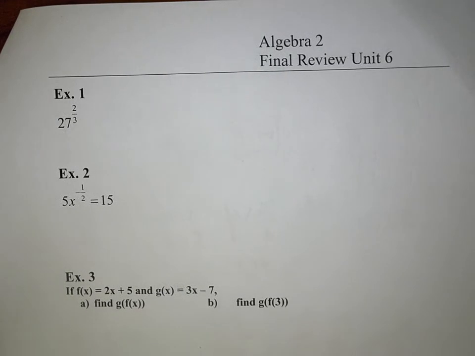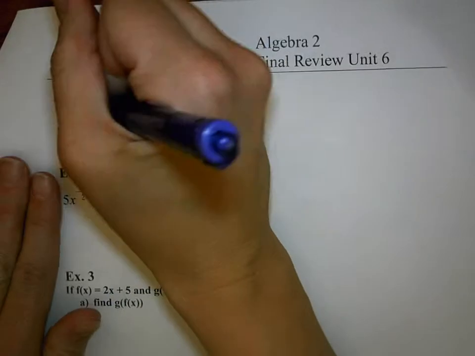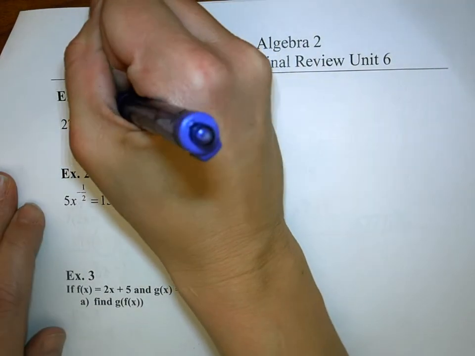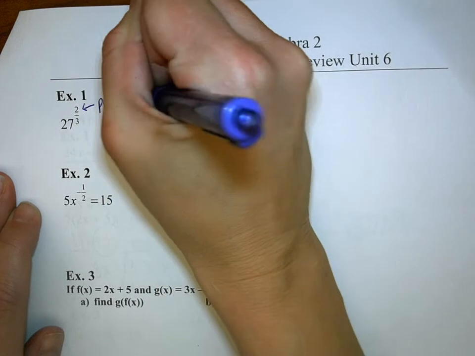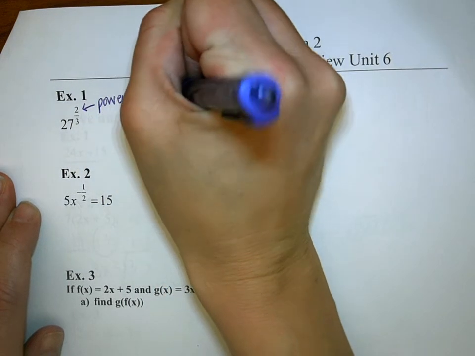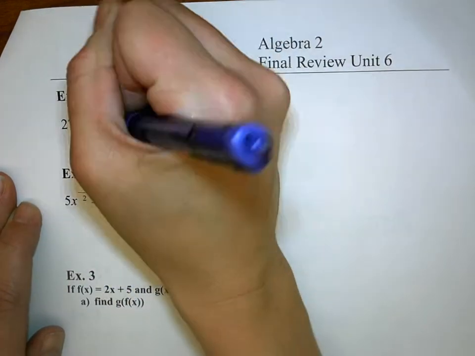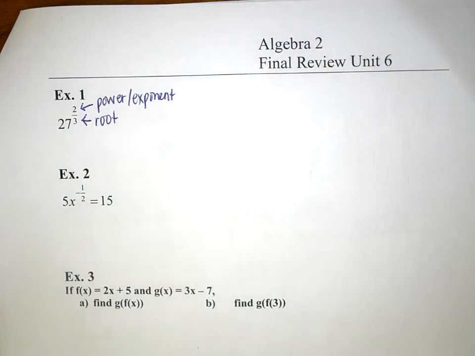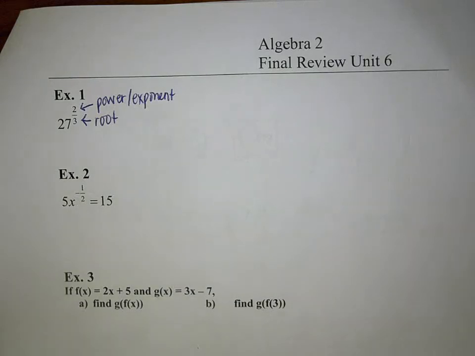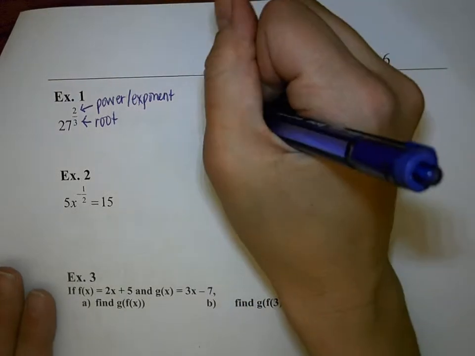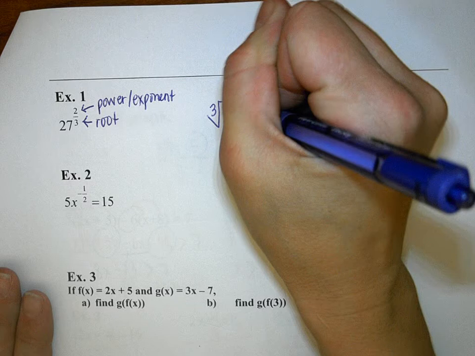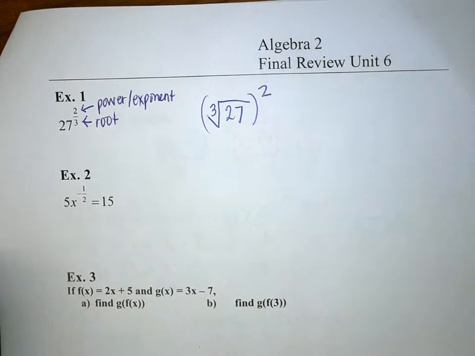Final review, Unit 6. Example 1, you need to simplify, okay? Remember that this top number represents your power or exponent. And this bottom number represents your root. Very good. So when we rewrite this, how do I do that? The cubed root of 27 squared.